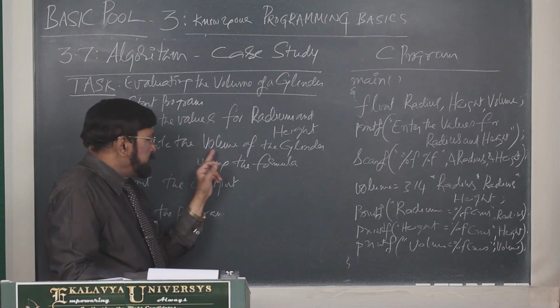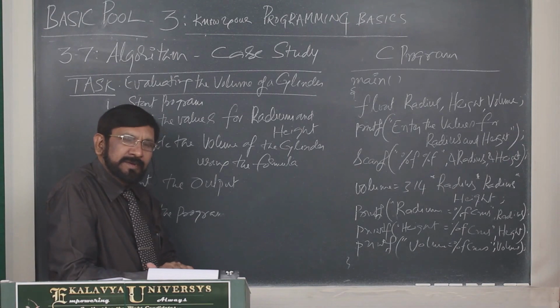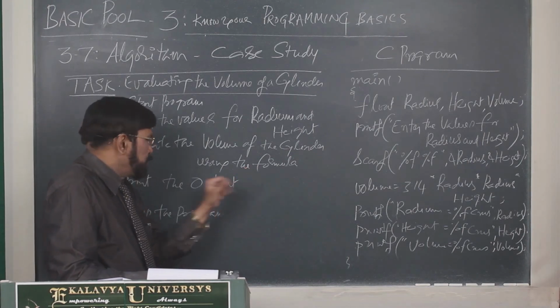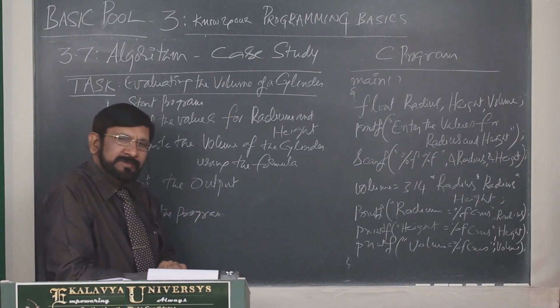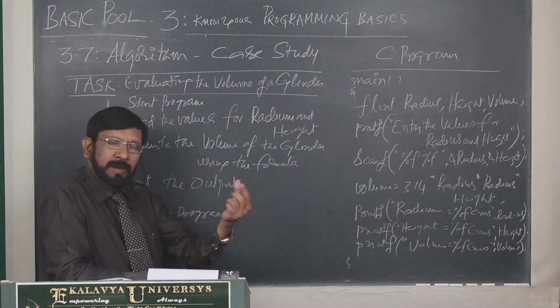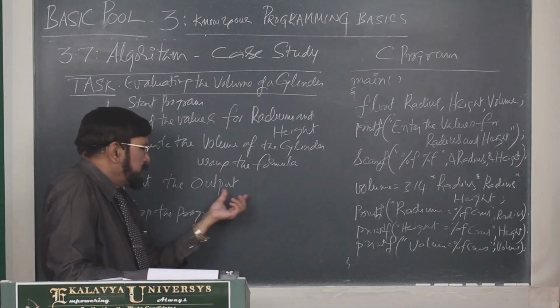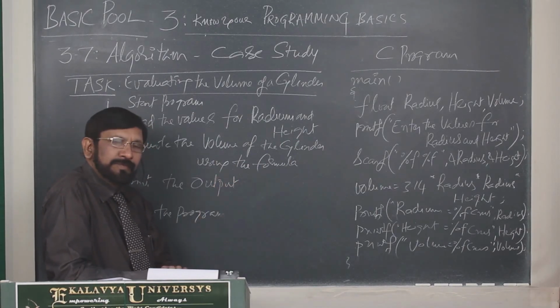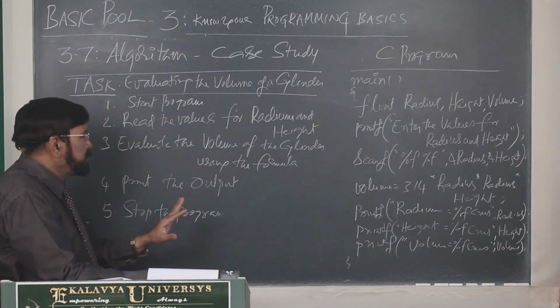Thereafter, evaluating the volume of the cylinder using the formula. So, once you get radius and height, by using formula pi r square h, you can evaluate what is the volume. Thereafter, you have to print the output. For the sake of clarity, you give the values of radius and height, input values also you give, as well as volume output value also you give, then it will be clear. Then our simple task is performed and stop the program.